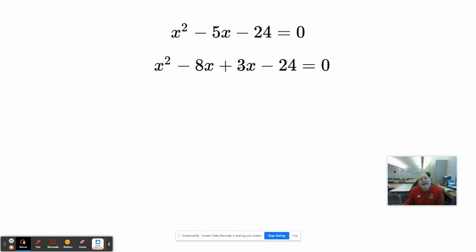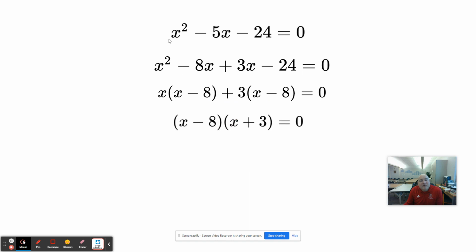Well, those two factors will be negative 8 and 3. So we're going to replace this negative 5x, we're going to expand this expression to make it negative 8x plus 3x, because negative 8 plus 3 is our negative 5. Then we'll do the factor by grouping. We'll take the common factor from our first two terms, which would be x, and the common factor from the last two terms, which would be 3. And notice when we do this, we get the binomials being the same.